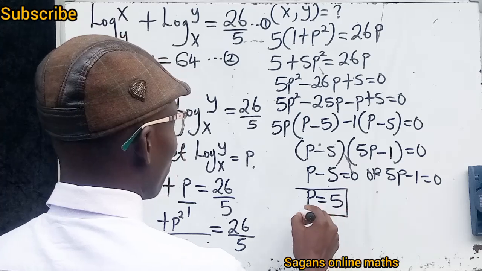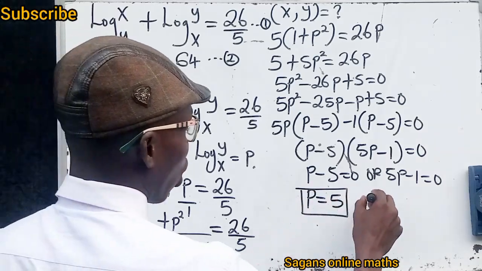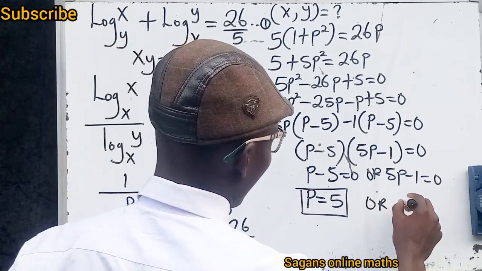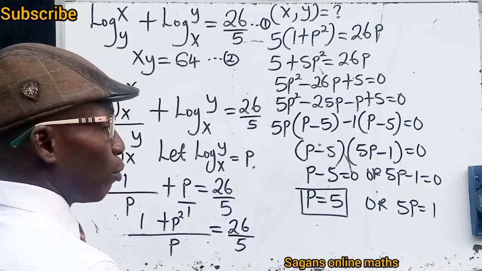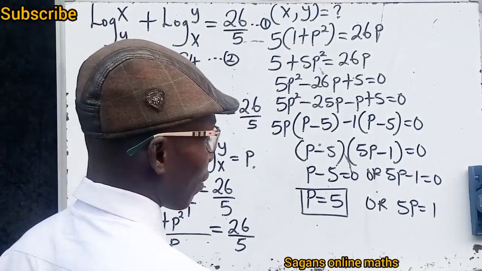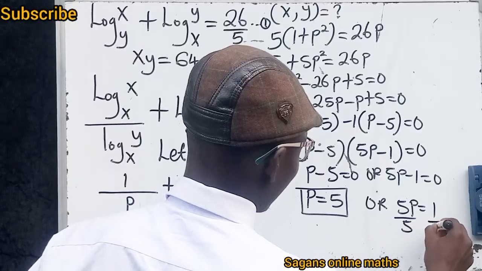This is the value of P. Adding 1 to both sides, 5P is equal to 1. Then, to find the value of P, we divide both sides by the coefficient of P, which is 5. Divide here by 5, divide here by 5.